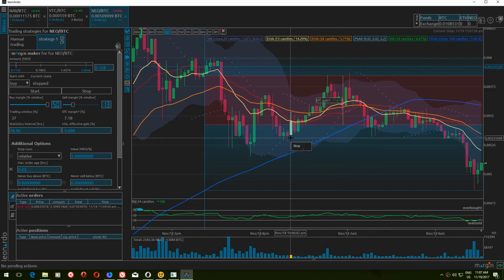So this is a way of doing a trailing loss, but you could potentially lose more than just 5%. It really depends on how the coin drops.